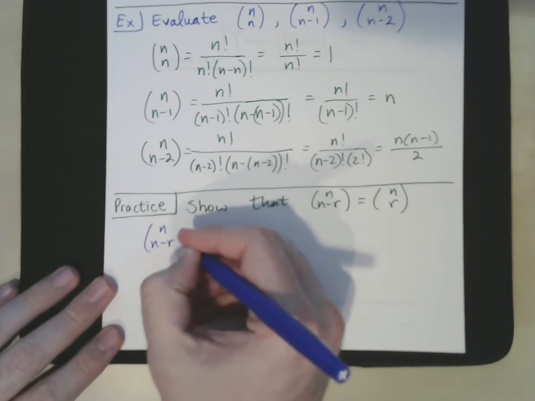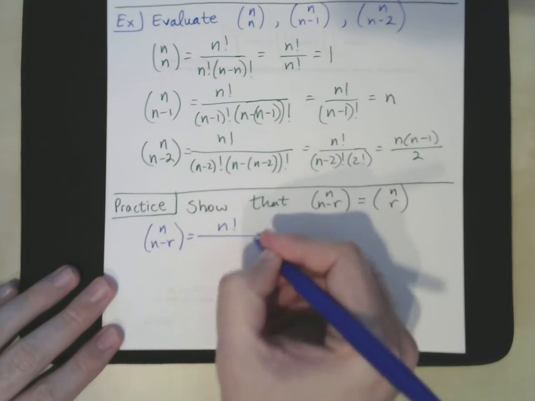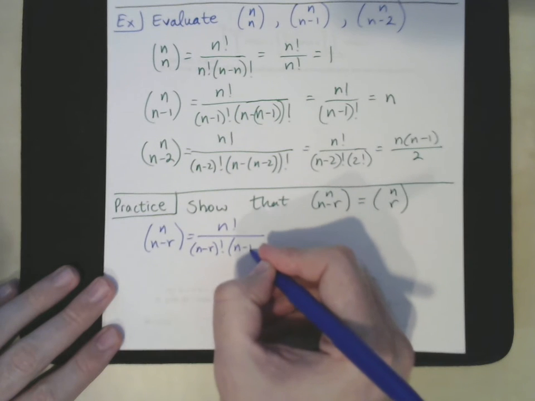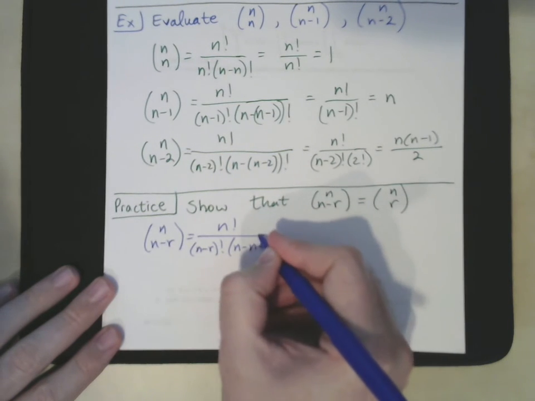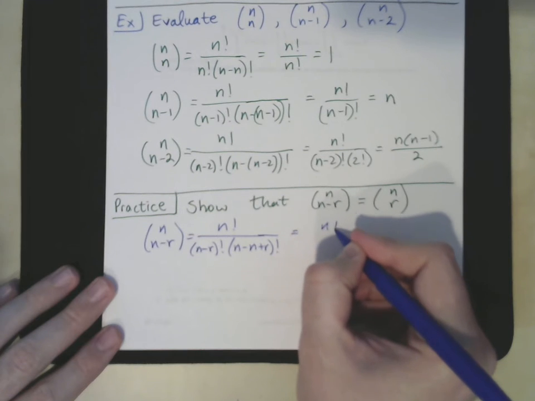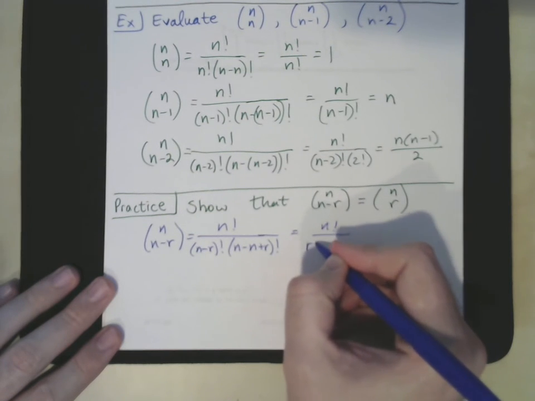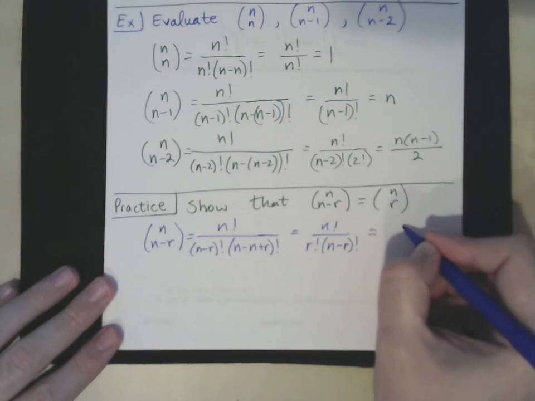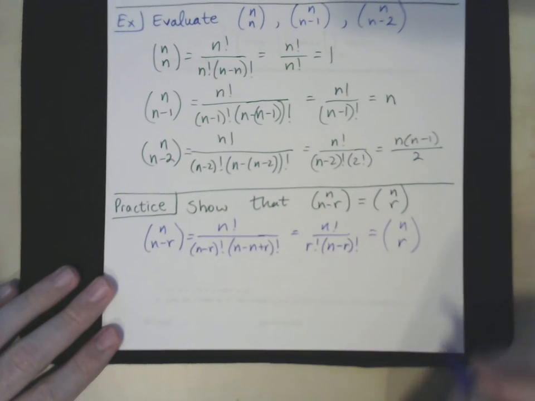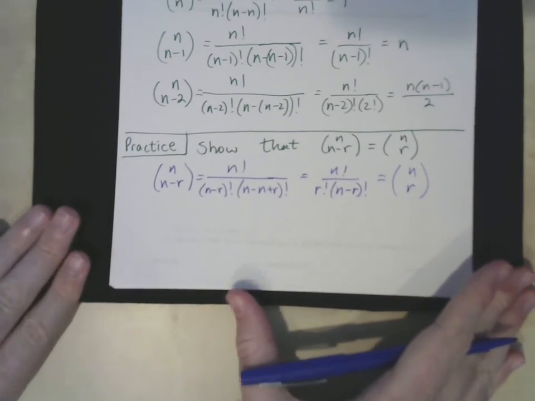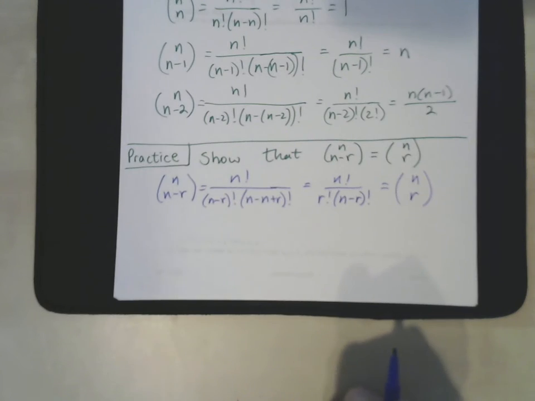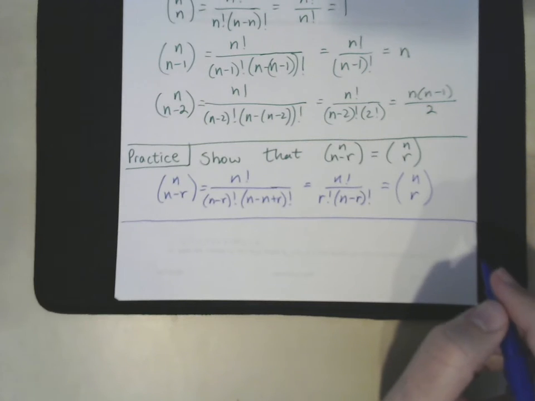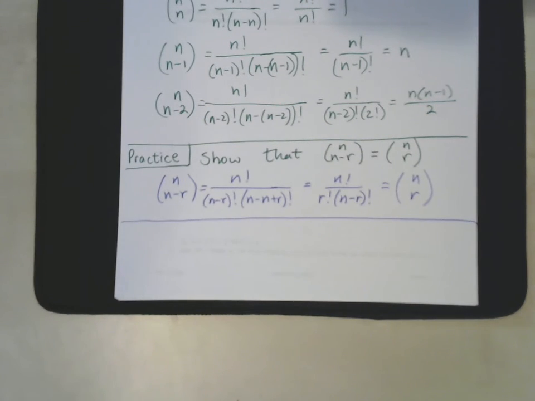So n choose n minus r is n factorial over n minus r factorial times n minus (n minus r) factorial. Distributing the negative, this becomes n factorial over n minus r factorial times r factorial. Well, that's nothing more than n choose r. That's the formula for n choose r. So the purpose of this is to set up Pascal's formula.